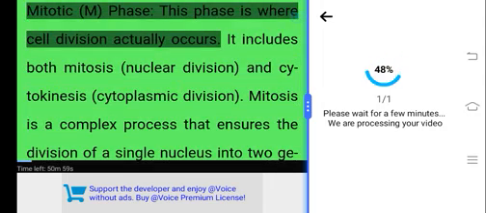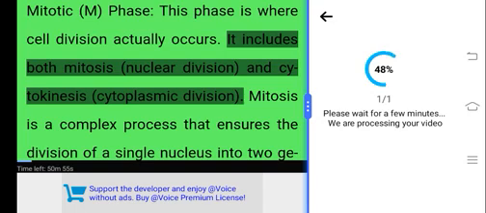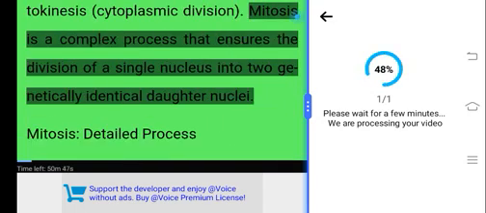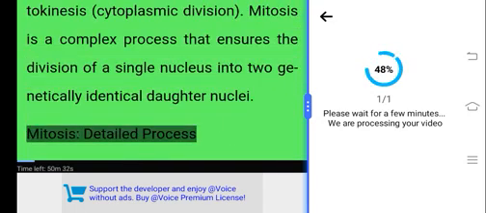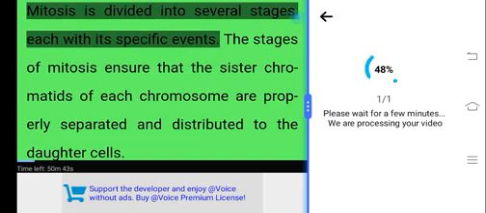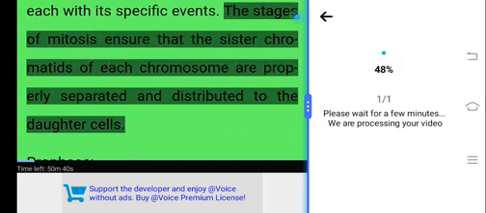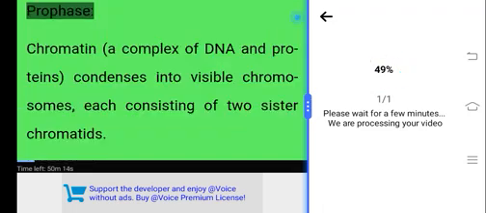Mitotic M phase: this phase is where cell division actually occurs. It includes both mitosis, nuclear division, and cytokinesis, cytoplasmic division. Mitosis is a complex process that ensures the division of a single nucleus into two genetically identical daughter nuclei. Mitosis, detailed process: mitosis is divided into several stages, each with its specific events. The stages of mitosis ensure that the sister chromatids of each chromosome are properly separated and distributed to the daughter cells.